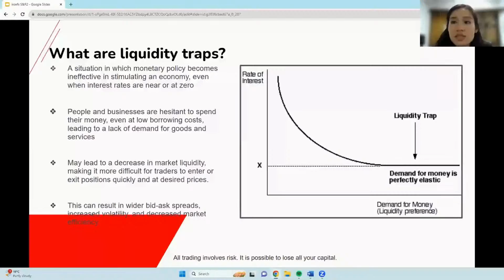Central banks try to address liquidity traps by using unconventional monetary policies. Some of these include quantitative easing, where they inject more money into the economy so that they can encourage spending. However, the impact of these policies on financial markets can be difficult to predict and may lead to unintended consequences.